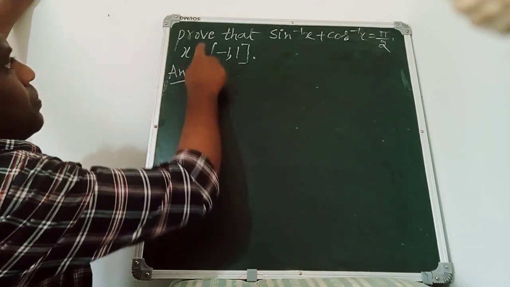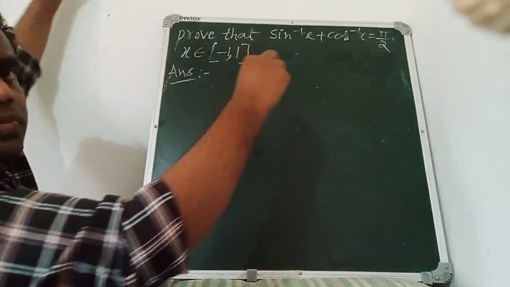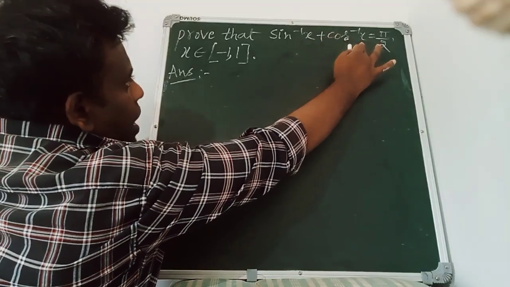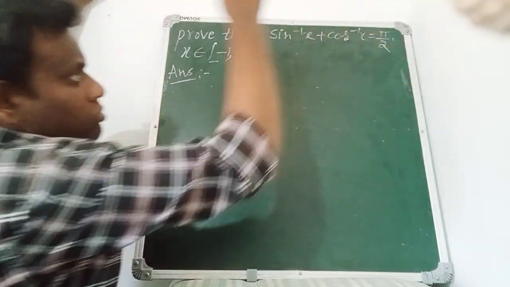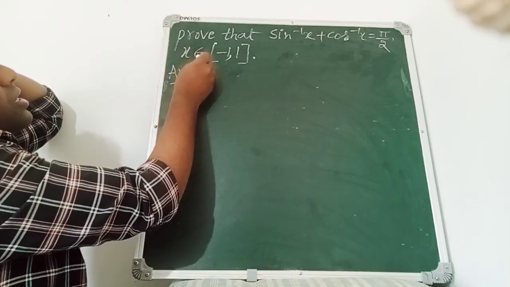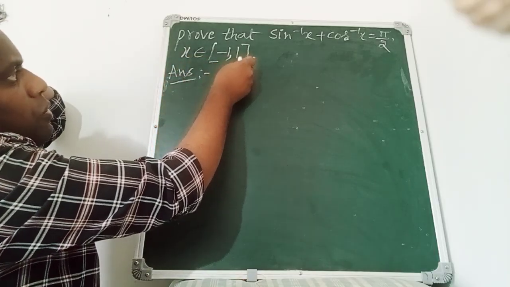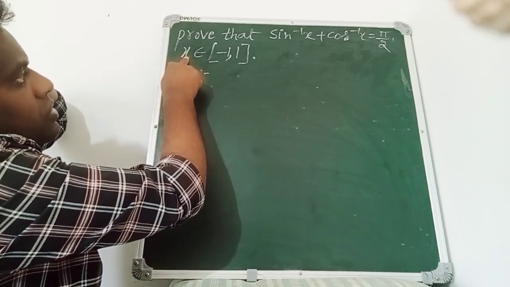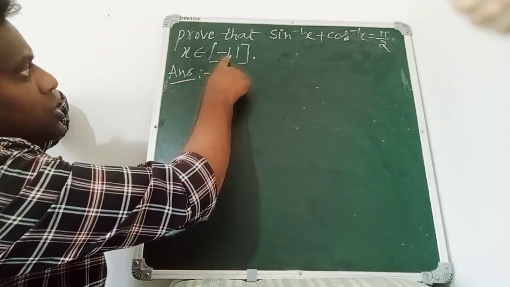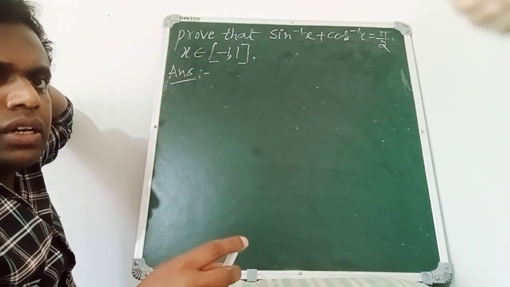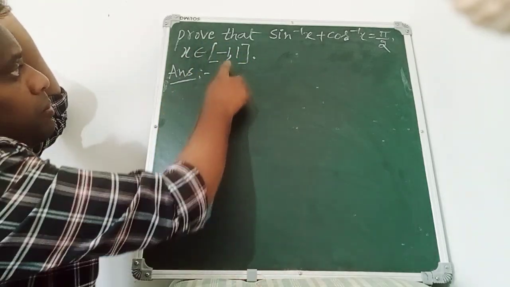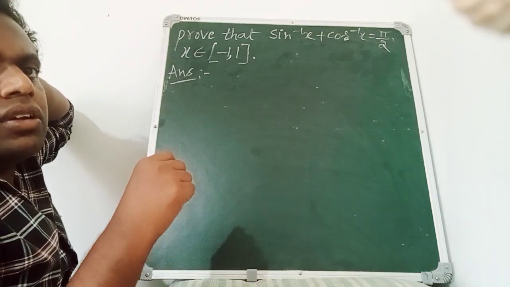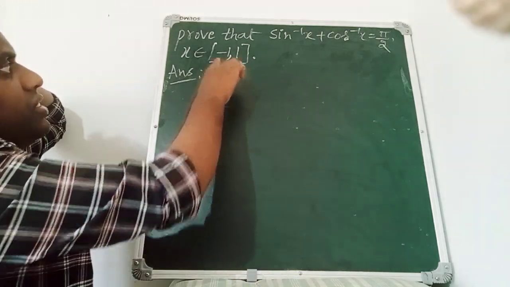The question is: prove that sine inverse of x plus cos inverse of x is equal to pi by 2, and also they have given x belongs to [-1, 1]. So this means the values of x will be between minus 1 and 1, including minus 1 and 1. That's the meaning of this.